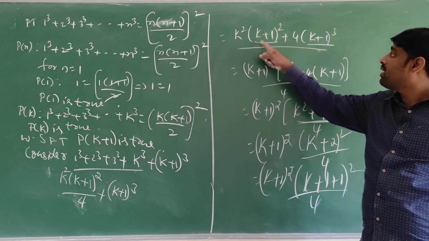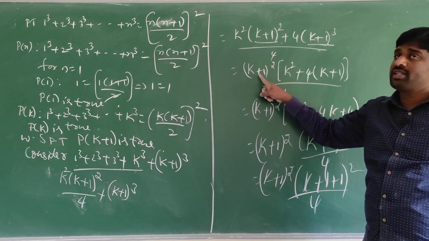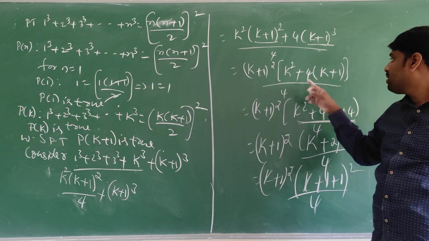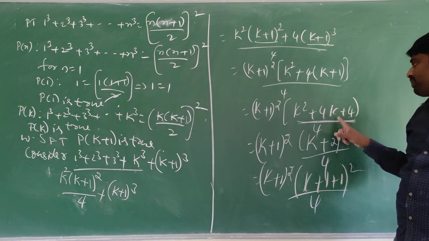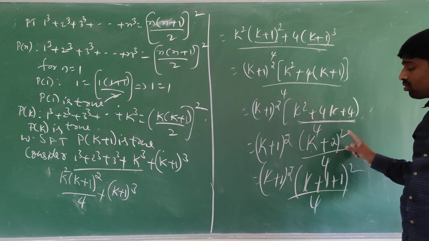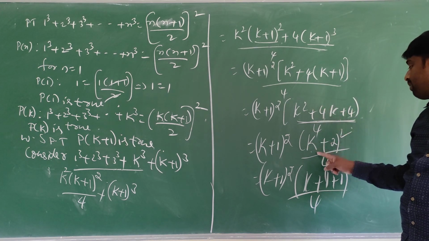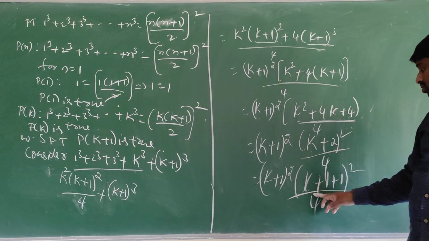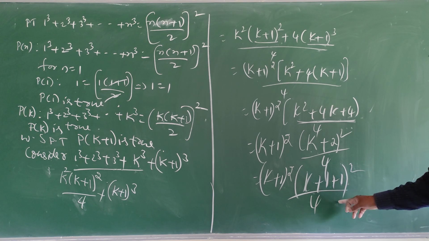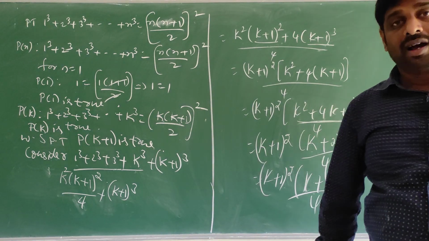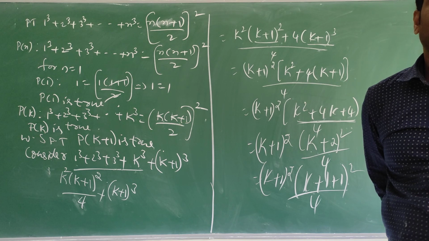Again, in these two terms k plus 1 whole square is common. k square plus 4 into k plus 1, and simplify, you will get k square plus 4k plus 4 divided by 4. This can be written as k plus 2 whole square divided by 4. k plus 1 whole square into k plus 1 plus 1 divided by 2 whole square. Therefore, P of k plus 1 is true. By PMI, P of n is true for all natural numbers.